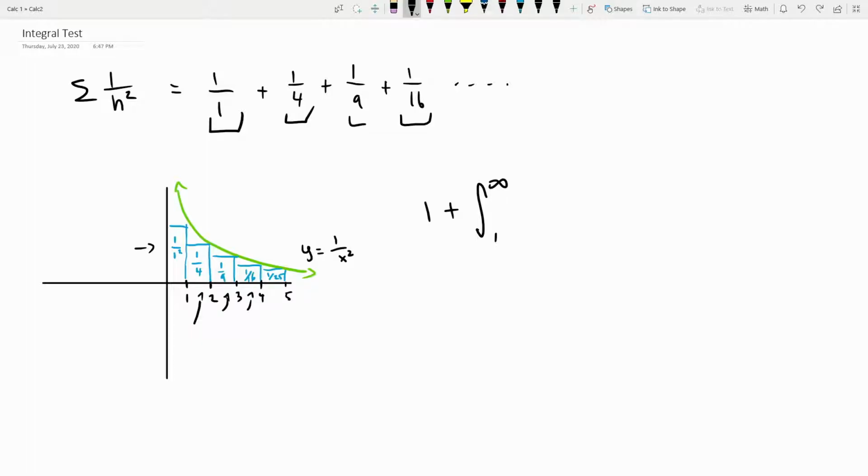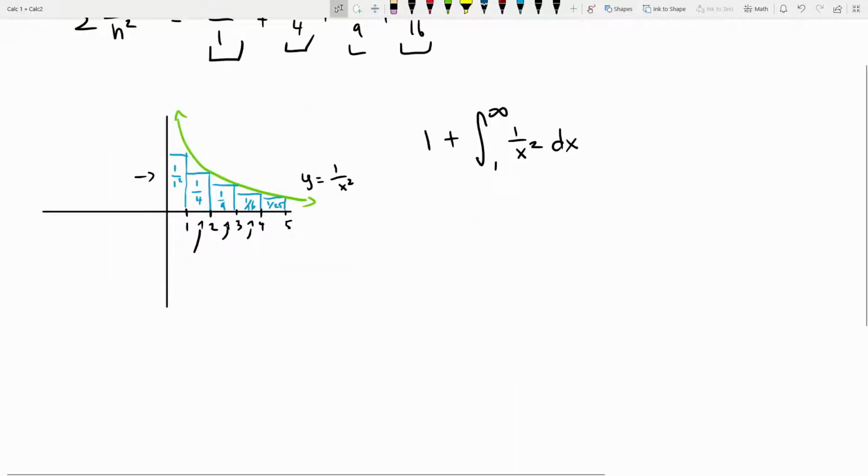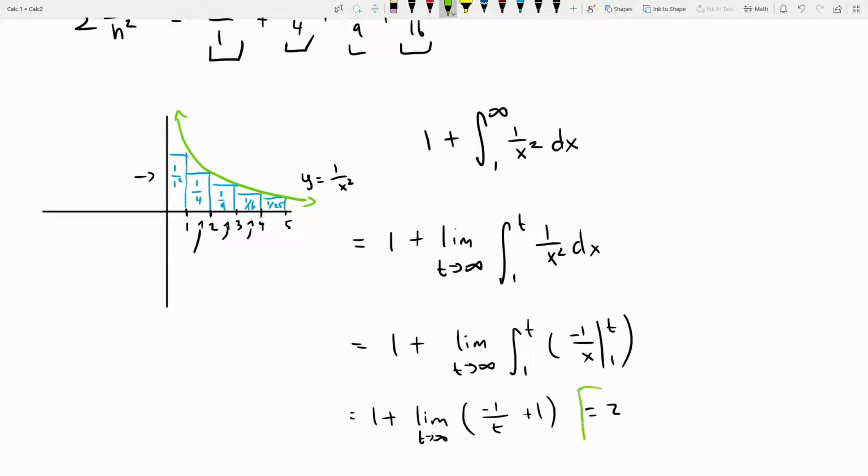So we have the integral, and we want to integrate the function that we have drawn over here, which is 1 over x squared. If we go on to solve this, it should be fairly straightforward. We've done plenty of these examples. We're going to come to a solution that the area under that is going to equal 2. And that essentially tells us that the series is convergent because we've hit a finite value.